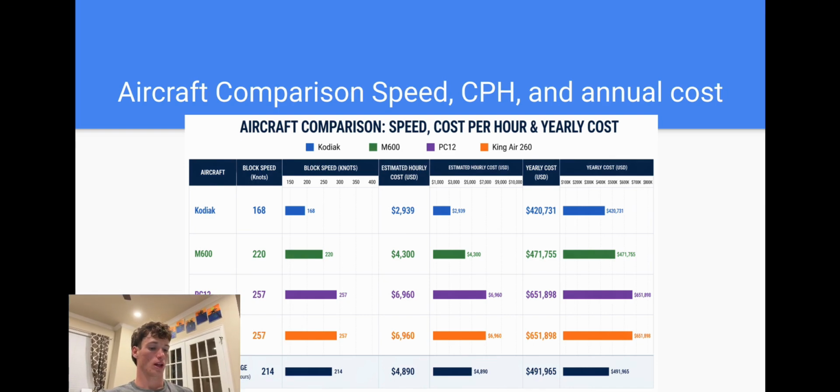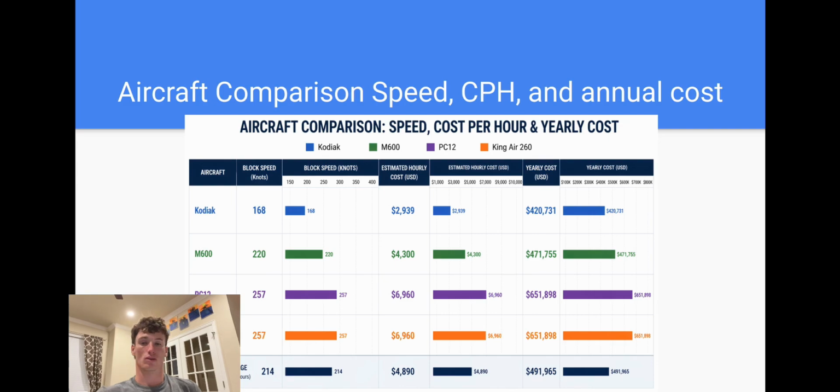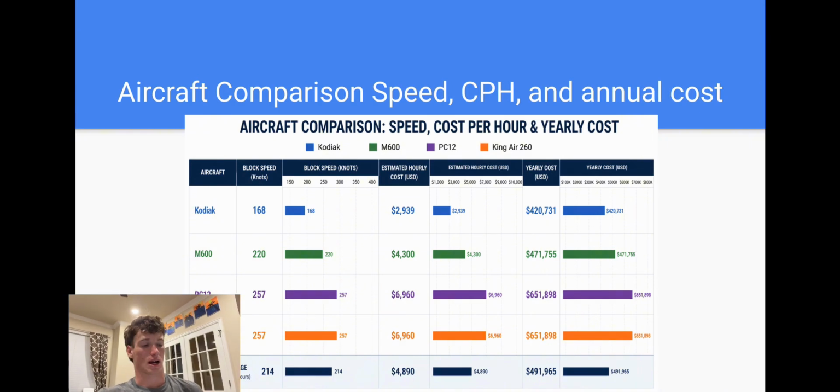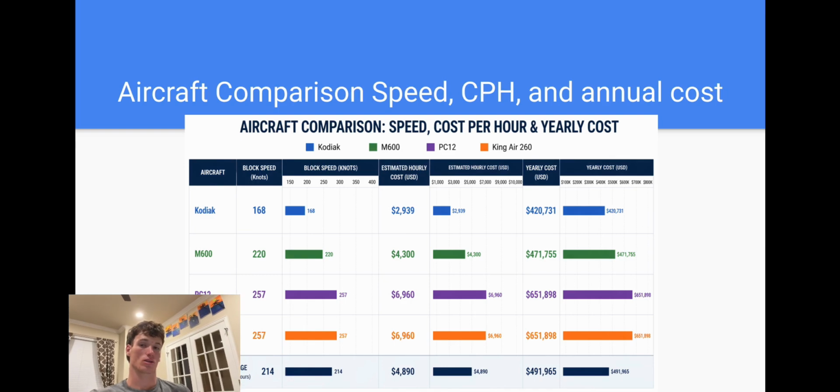So, in that sense, all we're looking at in the yearly cost is how much do we actually want to spend, or how much time do we actually want to spend in the airplane, and is it worth an extra $200,000 to purchase a faster airplane, or is it worth it to buy the cheapest airplane and just suck up the time that we're going to spend on the airplane and have less costs associated?